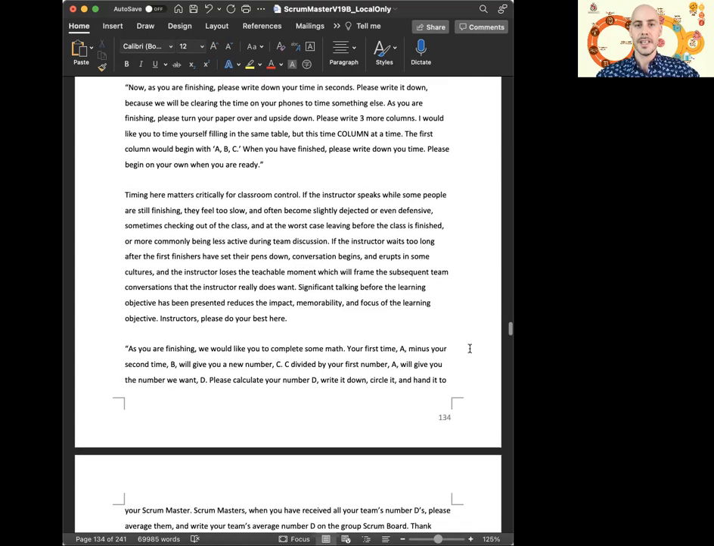Now, as you are finishing, please write down your time in seconds. Please write it down because we'll be clearing the time on your phones to time something else. As you are finishing, please turn your paper over and upside down.